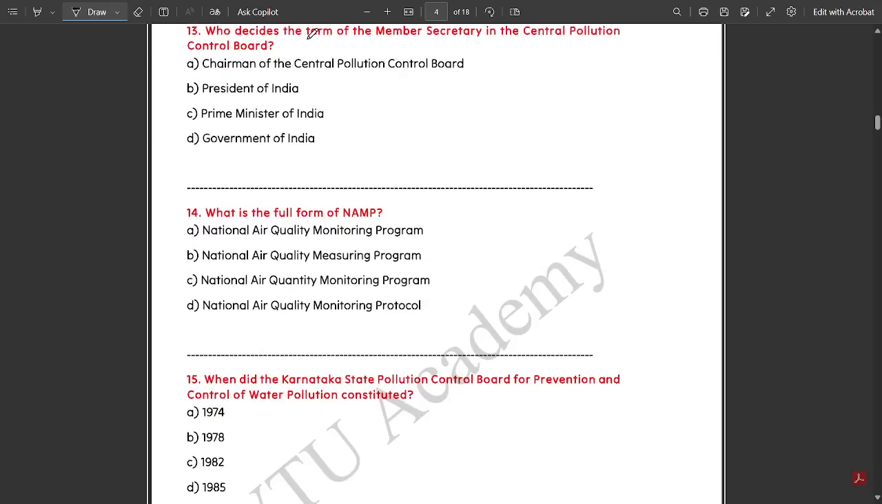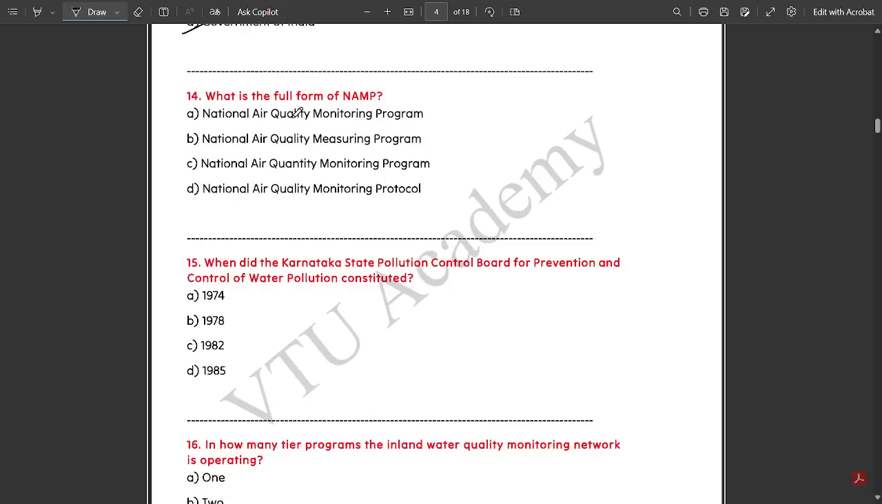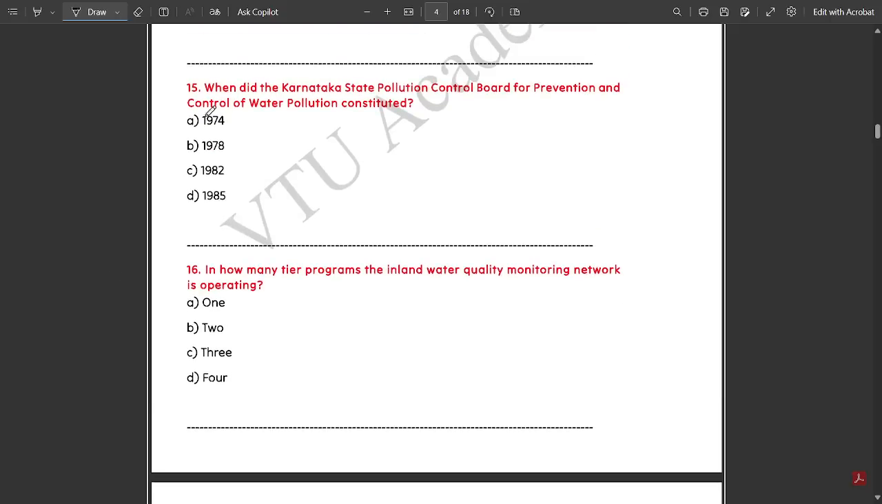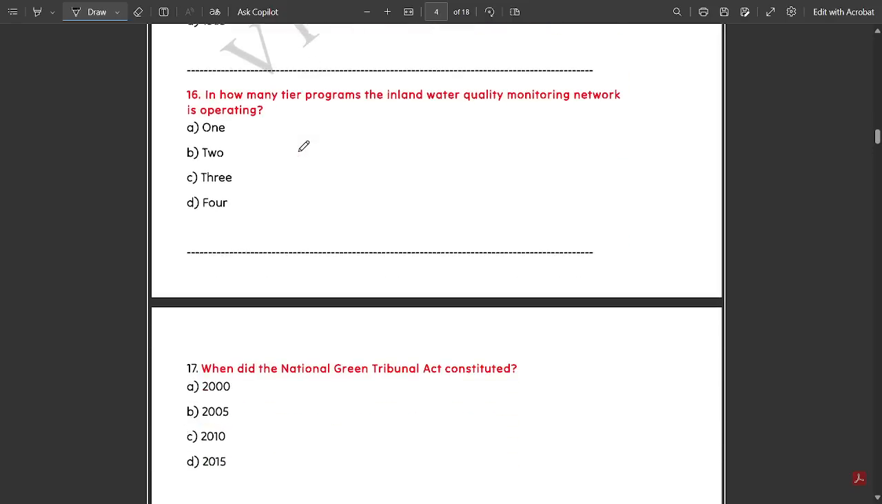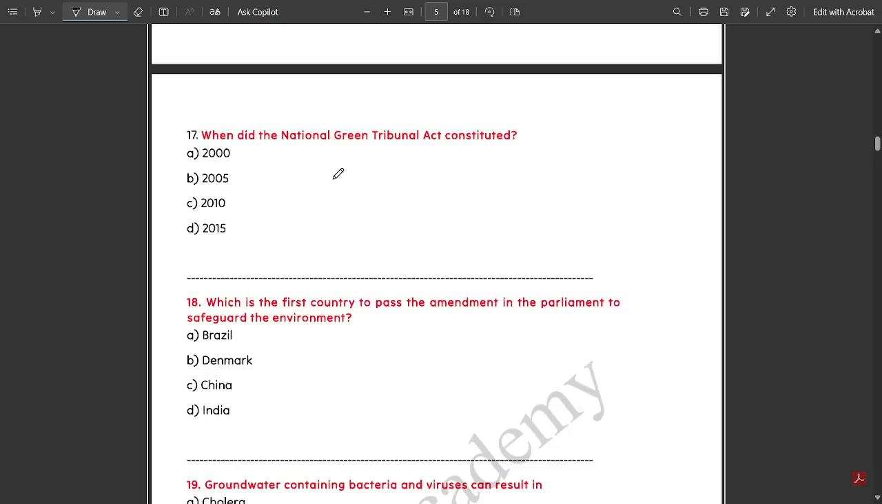Next question: who decides the term of the member secretary in the Central Pollution Control Board? The answer is Government of India. What is the full form of NAMP? The full form is National Air Quality Monitoring Program. Next question: when was the Karnataka State Pollution Control Board for Prevention and Control of Water Pollution constituted? It was constituted in the year 1974. In how many tier programs is the Inland Water Quality Monitoring Network operating? It is operating on 3 tier programs.